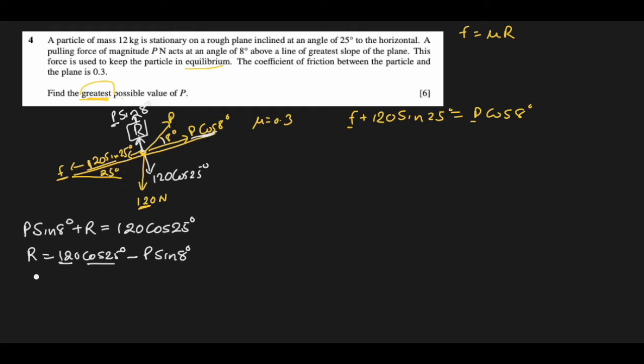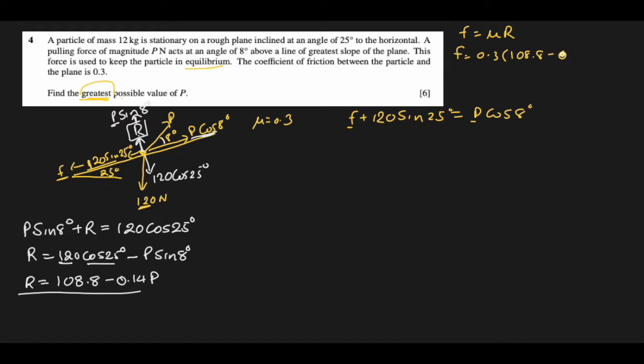120 cos 25, we can evaluate this. So R becomes 120 cos 25, which will be 108.8 newtons, minus P sine 8. Rather, sine 8 also I can evaluate. Sine 8 degrees is 0.14, and P is P. This is the R we are going to use here. So it becomes F equal to 0.3 times R. We just got it.